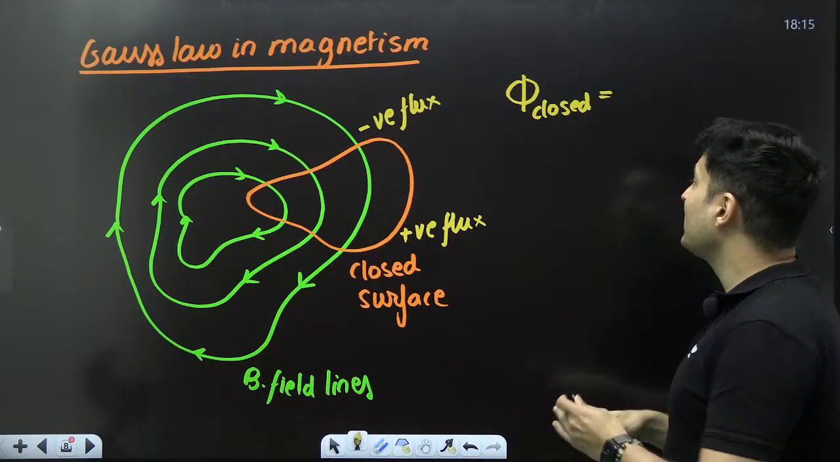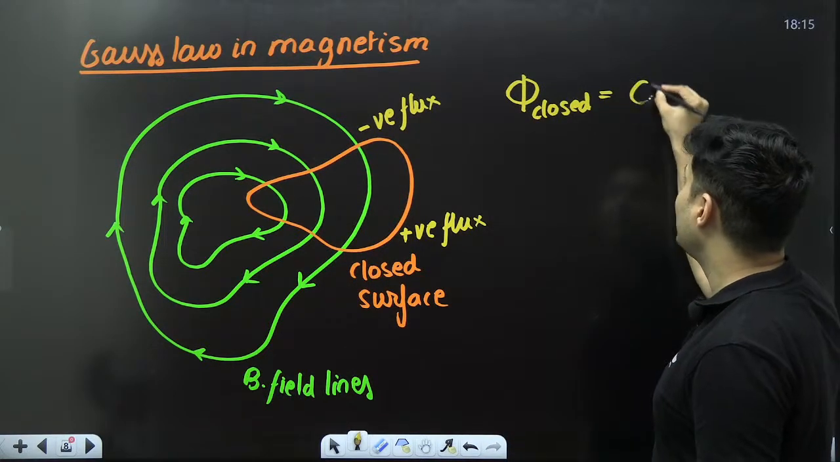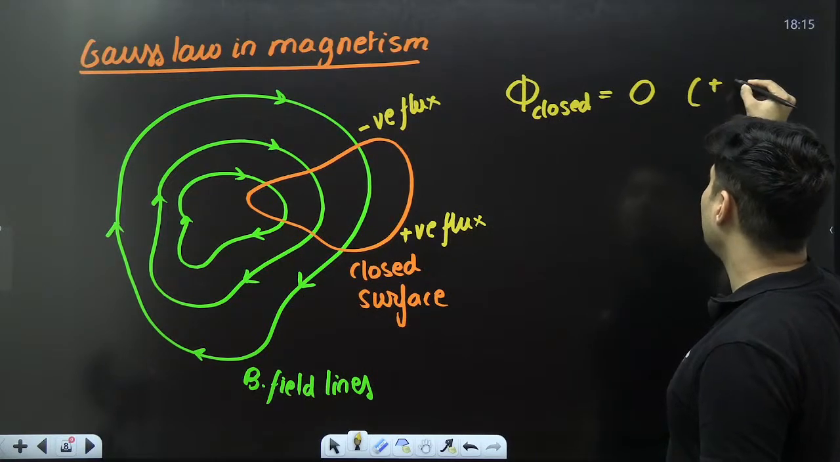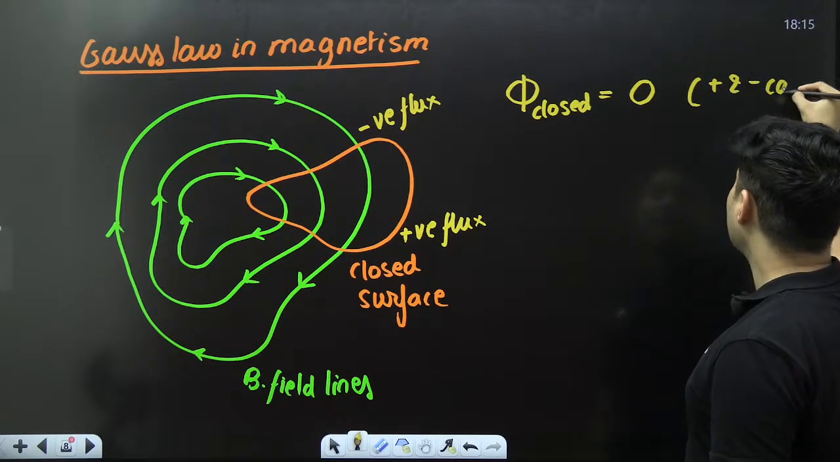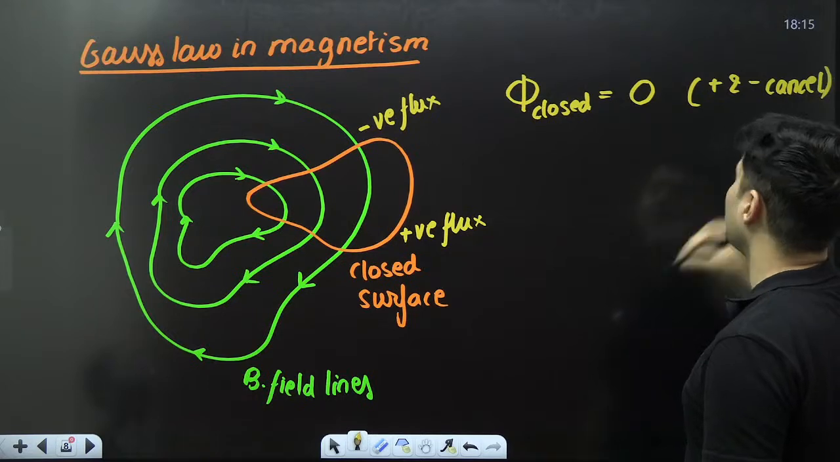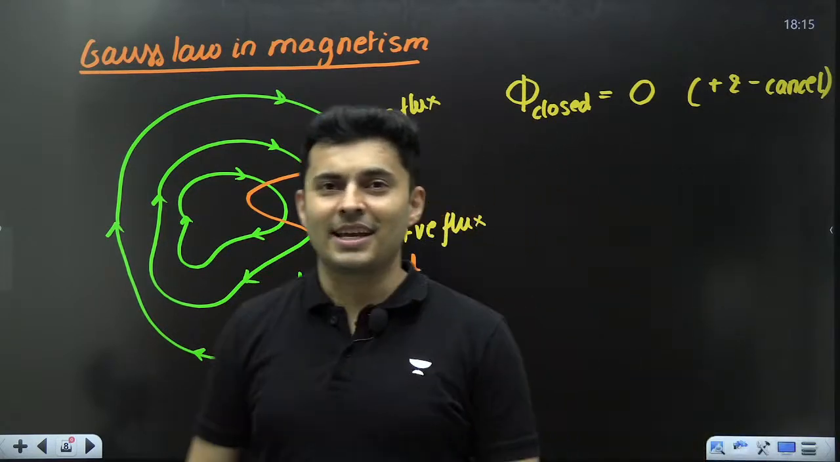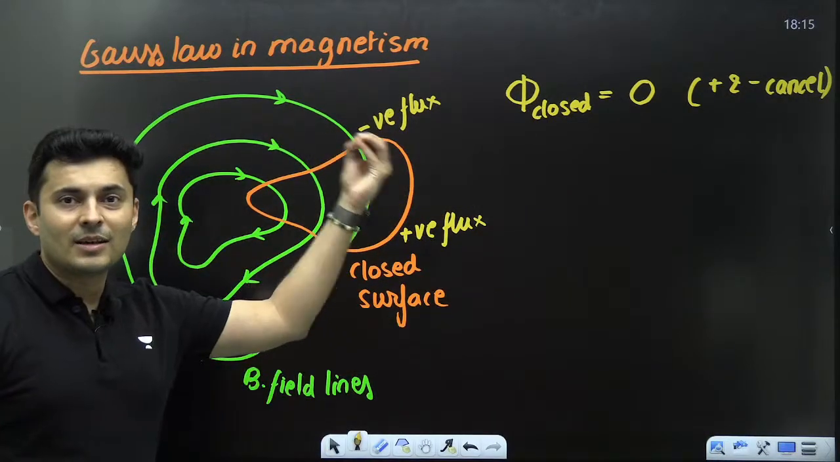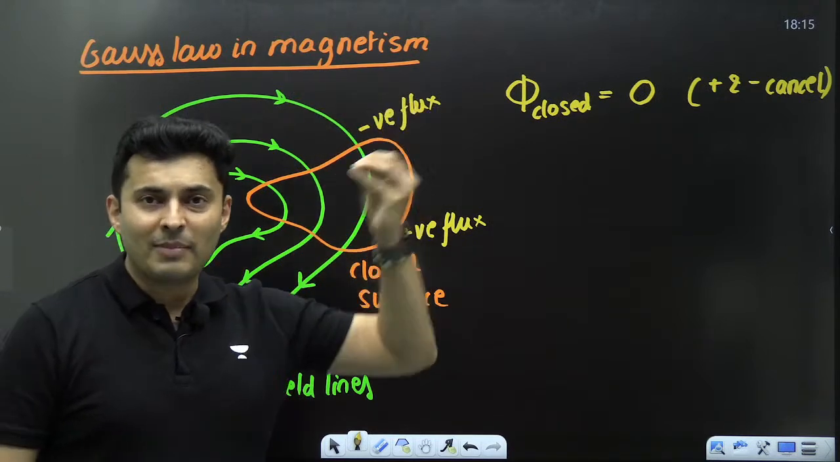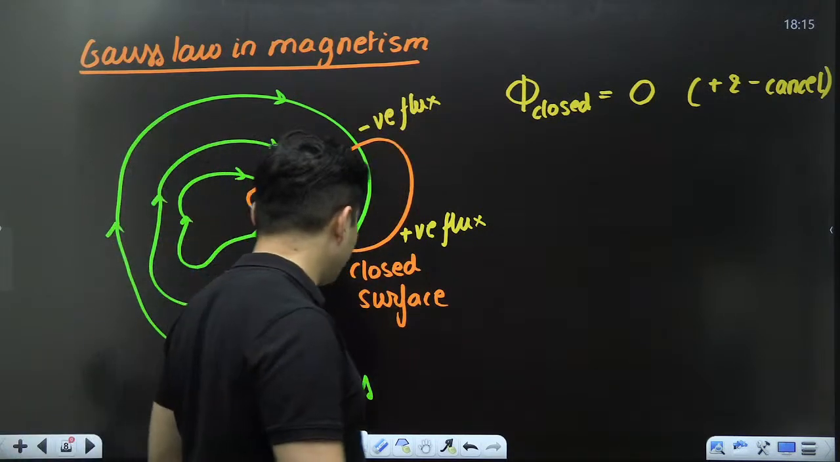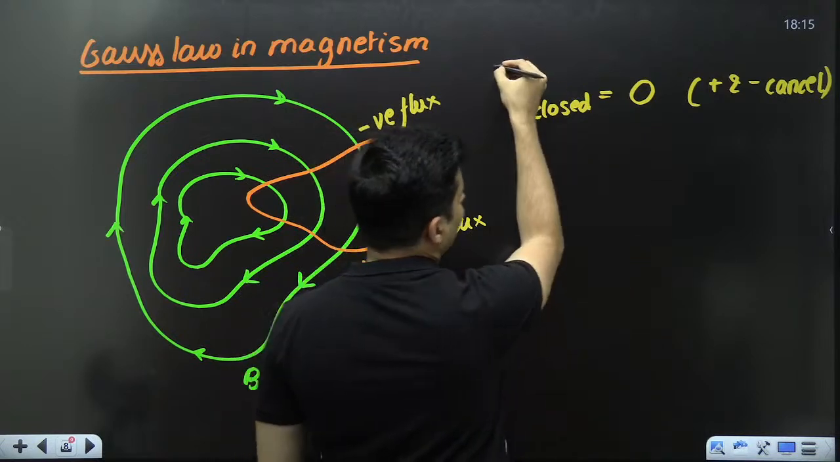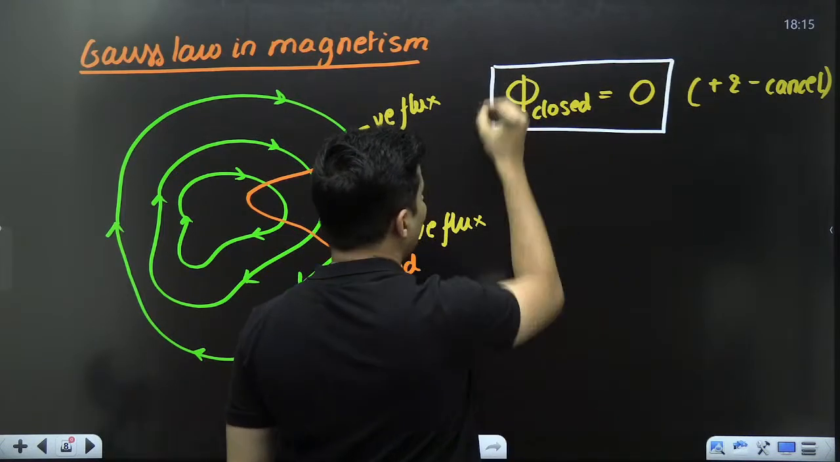So do you see that the total flux will be basically zero, because the positive and the negative cancel out each other. They are equal but opposite in sign. So that is nothing but Gauss's law of magnetism. The total flux of a closed surface is always going to be zero.